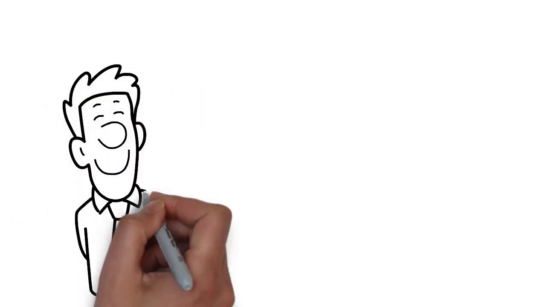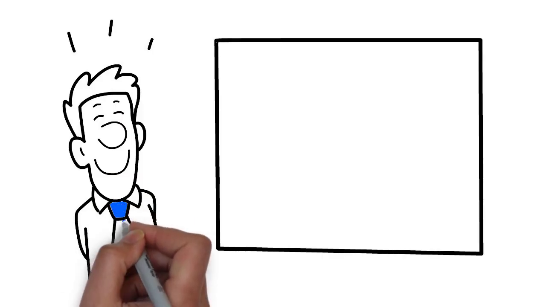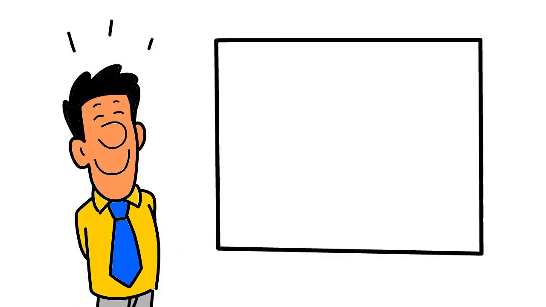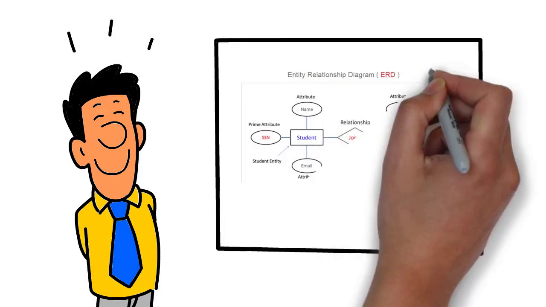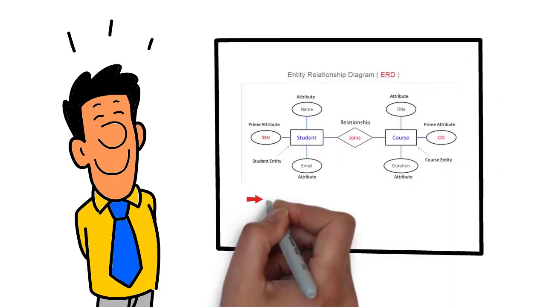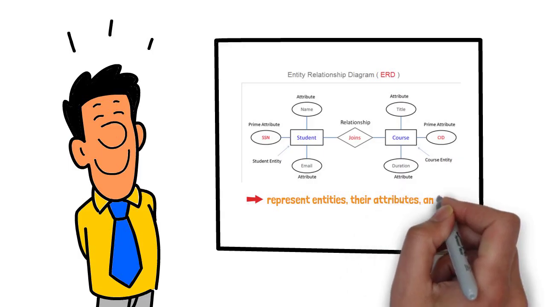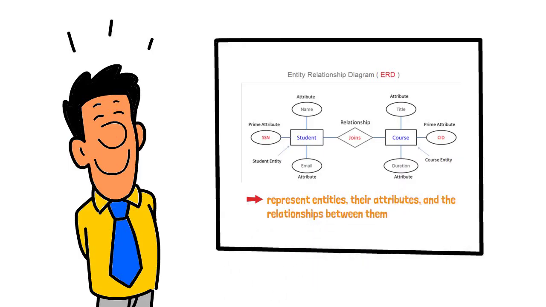Before we create a database, we need a blueprint, a way to design it visually. That's where the entity relationship model comes in. It helps us represent entities, their attributes, and the relationships between them in a diagrammatic form.